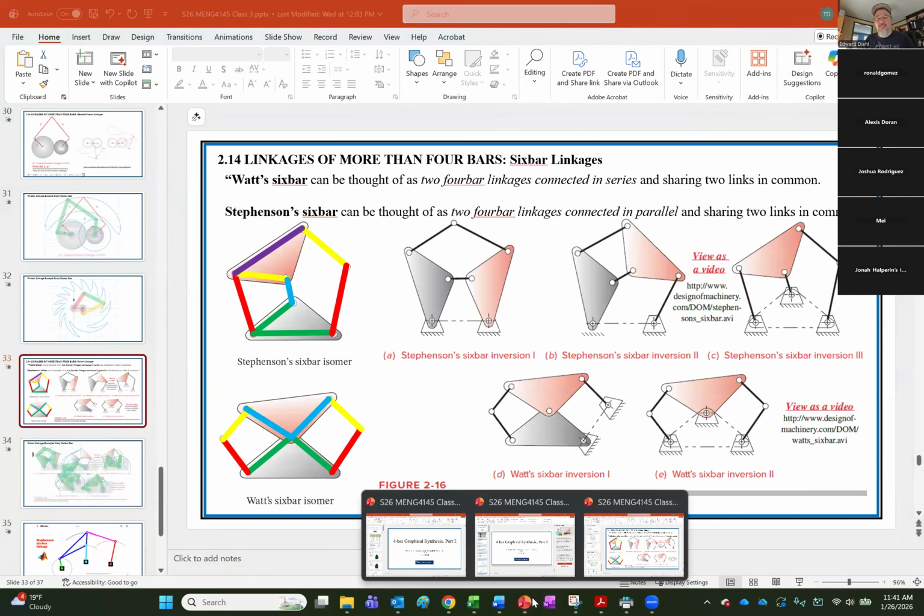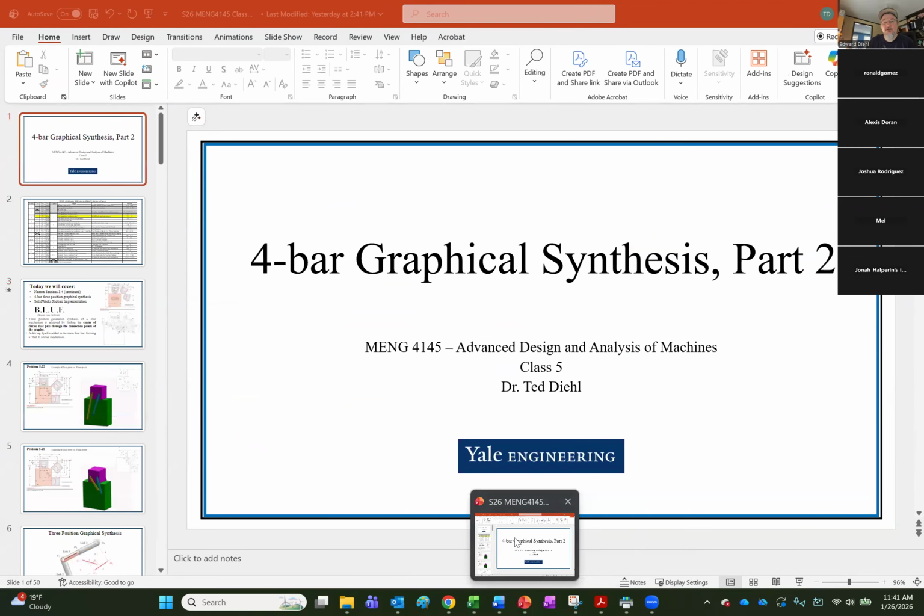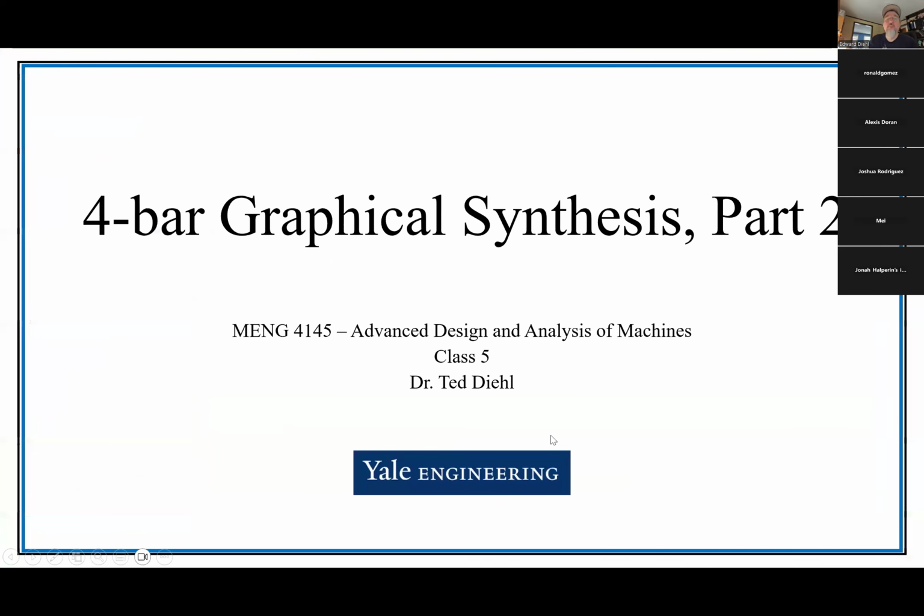So for the topic du jour, I'm going to get rid of the 4 and the 3 here. Let's come back up to topic class 5. We're talking about 4-bar graphical synthesis. Now, I would like to do this with a compass, but as I mentioned early on when the class started, I don't have a compass with me today. Unfortunately, I left all of them at work, so that's sort of a defect in the presentation of material.